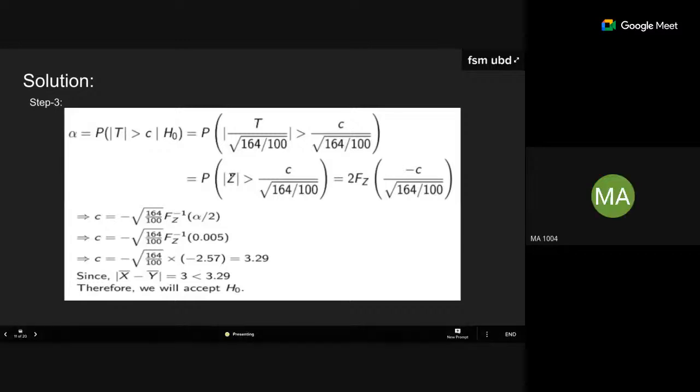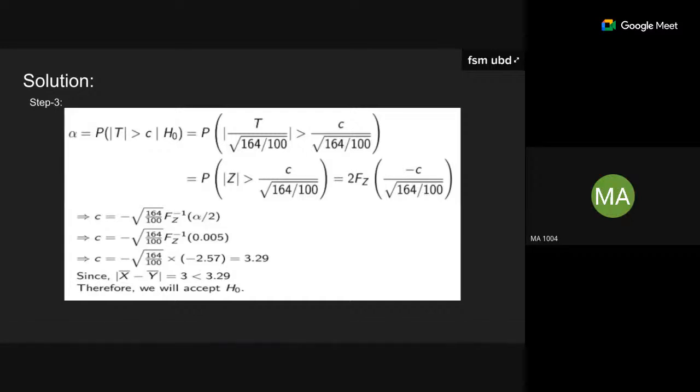Plus or minus z, and you can do. So once you are convinced that alpha will be equal to 2 times Fz of minus c by root over 164 by 100. Now from there you take this 2 to the left hand side and take this Fz also to the left hand side, that will be inverse, and then the root denominator part and the minus also to the left hand side, and everything in the left hand side bring it to the right hand side, and whatever is left in the right hand side, which is c, to the left hand side.